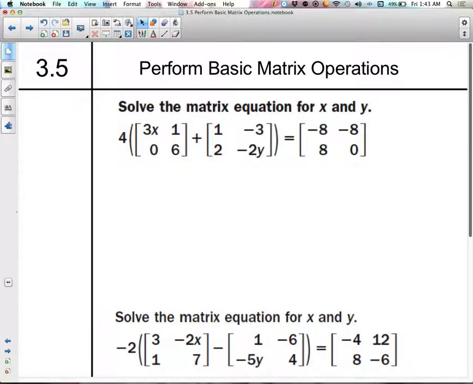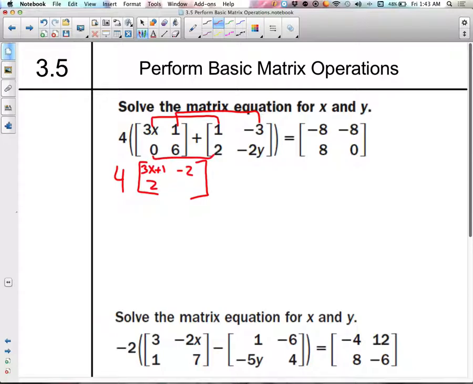First of all, I want to go ahead and just add the 2 matrices inside the parentheses. Right? So we've got 4, and then we're going to end up with a matrix inside. So let's add the corresponding elements. We'll go 3x plus 1 is just 3x plus 1. They're not like terms, don't put them together. 1 plus negative 3 gives you negative 2. 0 plus 2 is 2, and 6 plus negative 2y is 6 plus negative 2y. Or you could write it as 6 minus 2y. That'd probably be easier.